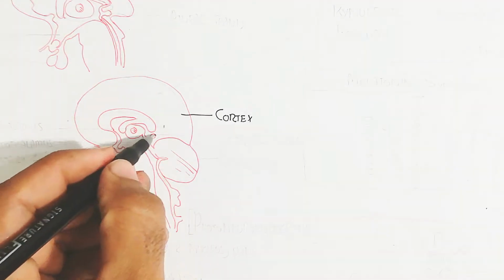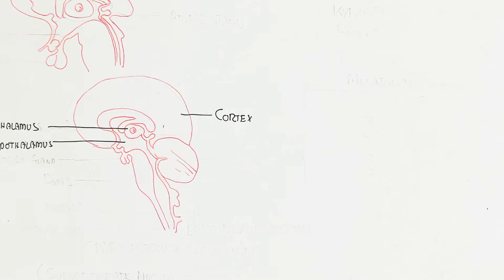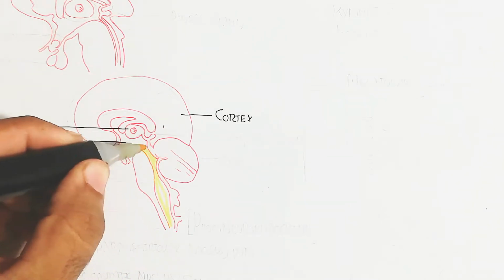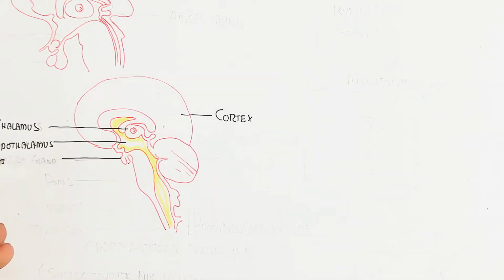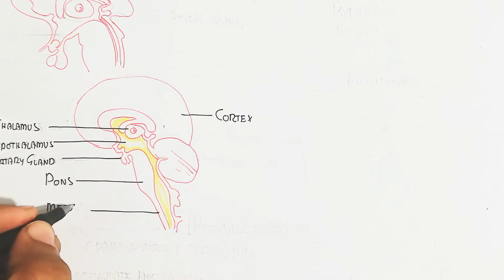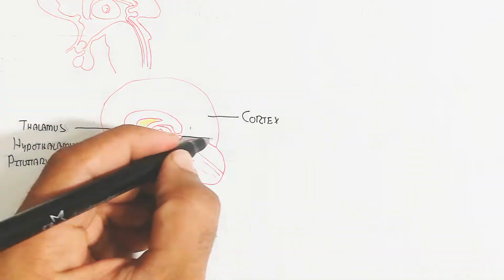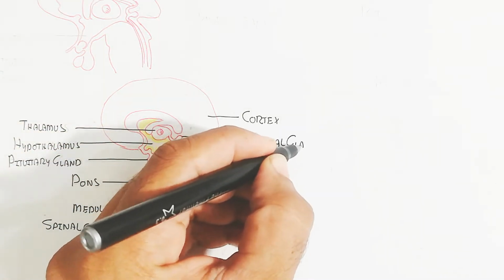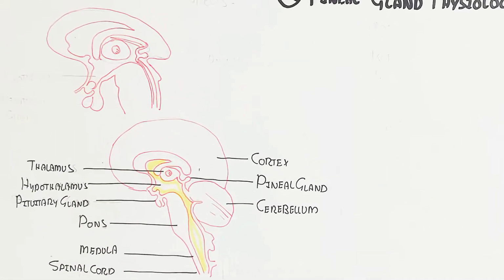So I am drawing the brain structure again here. This is the cortex, and this is the thalamus and hypothalamus. Below the thalamus, the pituitary gland is present, which is an endocrine gland. We will understand the pituitary gland later, and here are the pons, medulla, spinal cord, cerebellum, and cerebral cortex. Here is the pineal gland. We are targeting the pineal gland to understand.